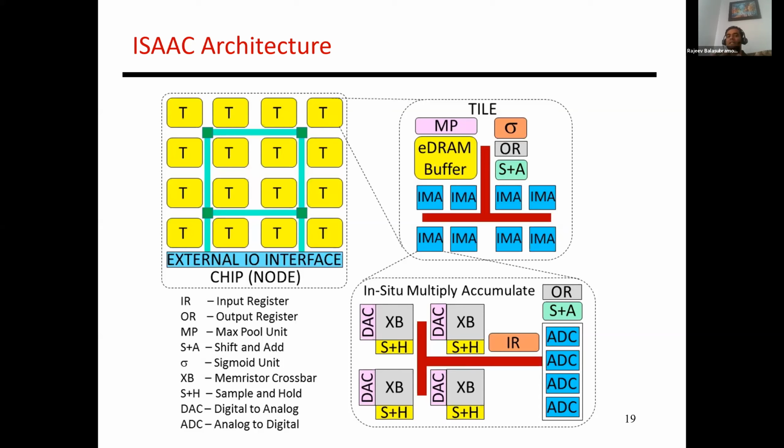Again, it's tiled like the other examples that we've seen so far. In each tile, you have an EDRAM buffer, which stores the input and the output feature maps. Those feature maps are then fed to these in situ multiply accumulate units, which essentially have these crossbars. So all the weights are already placed in the crossbars. The inputs show up, you do your computations, those results go through ADCs, they go through these shift and add operations, and then they get placed in this EDRAM buffer after an activation function is applied.